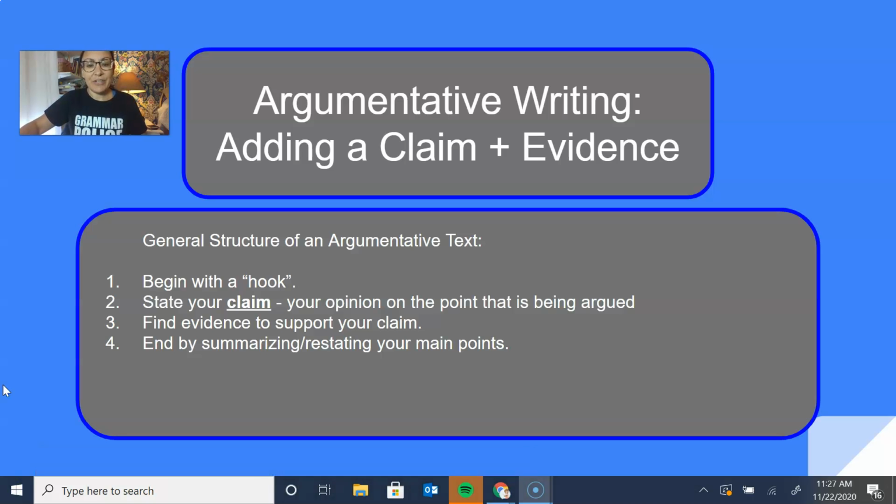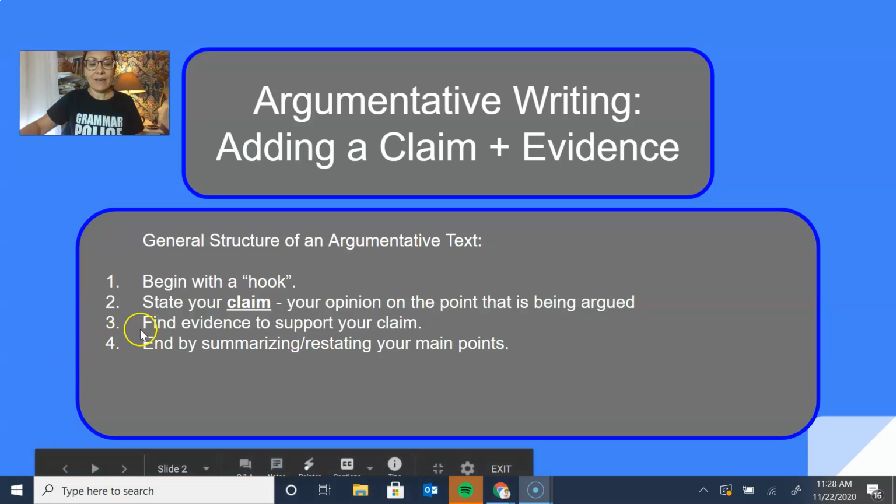As a quick reminder, this is the general structure of what we're looking for in blog entry number 2. You're going to begin with a hook. There's a different video that you can watch if you need some help getting started with this essay. You will state your claim. So obviously in your argumentative piece, you're going to clearly state your opinion on the point that is being argued. What are you talking about, and how do you as the writer feel about that topic?